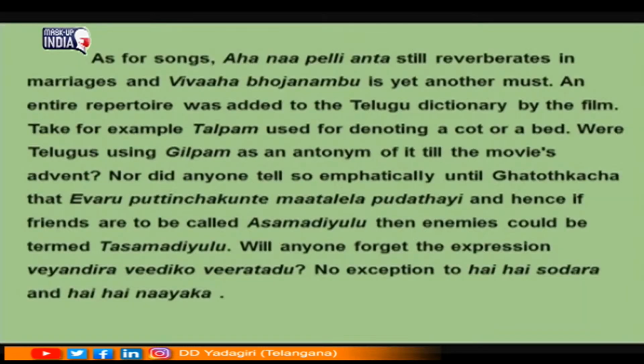If you go for the next one, as for songs, Ahana Pelli Anta still reverberates in marriages, and Vivaha Bhojanambu is yet another must. An entire repertoire was added to the Telugu dictionary by the film. Take for example, Talpam, used for denoting a cot or a bed. Were Telugus using Gilpam as an antonym of it till the movie's advent? Nor did anyone tell so emphatically until Ghatotkacha that Evaru Puttinchakapote Matal Ela Purtai, and hence if friends are to be called as Asmadiyulu, then enemies could be termed as Tasmadiyulu. Will anyone forget the expression Veyyandira Vidiko Viratadu? No exception to Hi Hi Sodara and Hi Hi Nayaka.